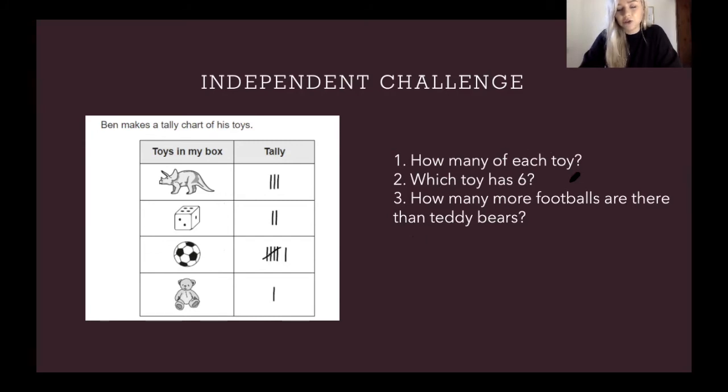Number 2, which toy has 6? So you need to work out which toy has 6. You look at the tally to work that out. Number 3, how many more footballs are there than teddy bears? Now remember, just like we did with the pictogram, the word more is really key. You're not working out how many footballs there are or how many teddy bears there are. You're seeing how many more footballs he has than teddy bears.